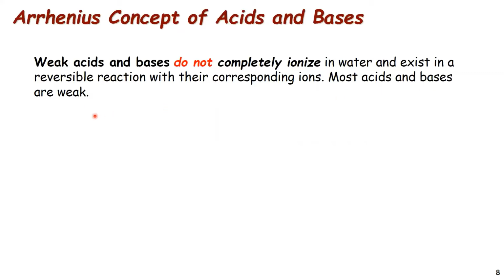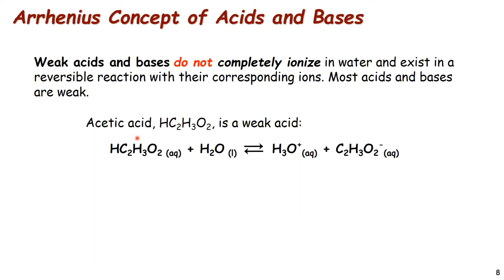So again, the vast majority of acids and bases are weak. Again, how do you know they're strong? Well, if it's not one of the 6 strong acids, it's a weak acid. If it's not one of the 6 strong bases, it's a weak base. Okay, again, it's that simple, don't make it hard. So acetic acid is an example. So this is simply vinegar.